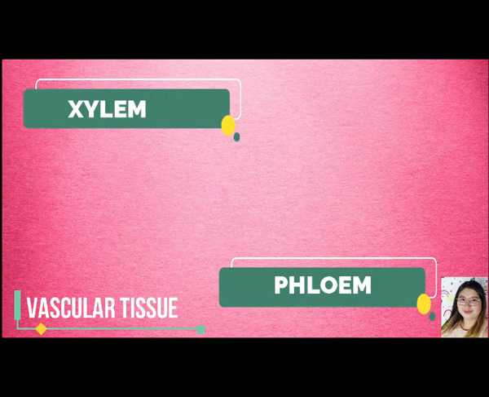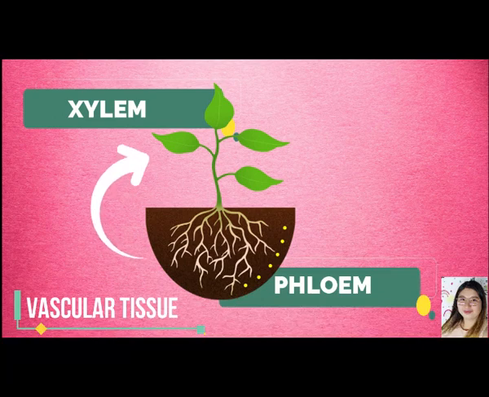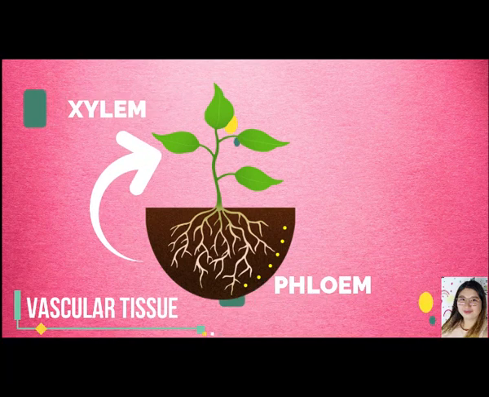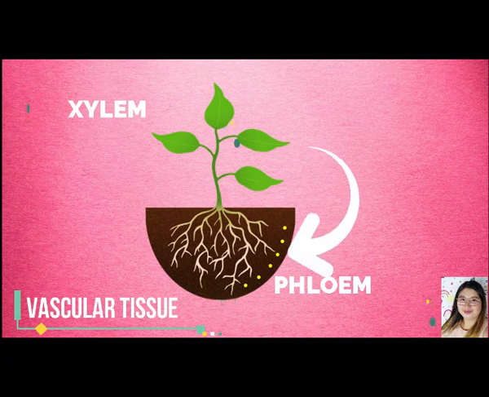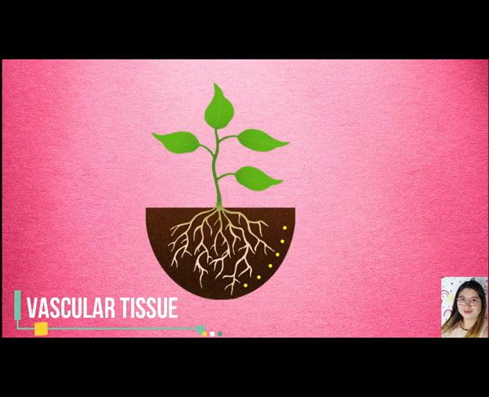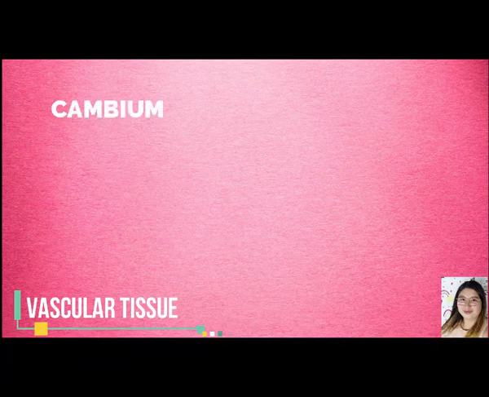So, yung pag-conduct ng substances sa xylem galing sa roots papunta sa leaves. And for the phloem, it's the other way around. Galing sa dahon where kung saan nangyayari ang ating photosynthesis at doon may pagkain, and then to the rest of the plant. And lastly, we have the cambium.